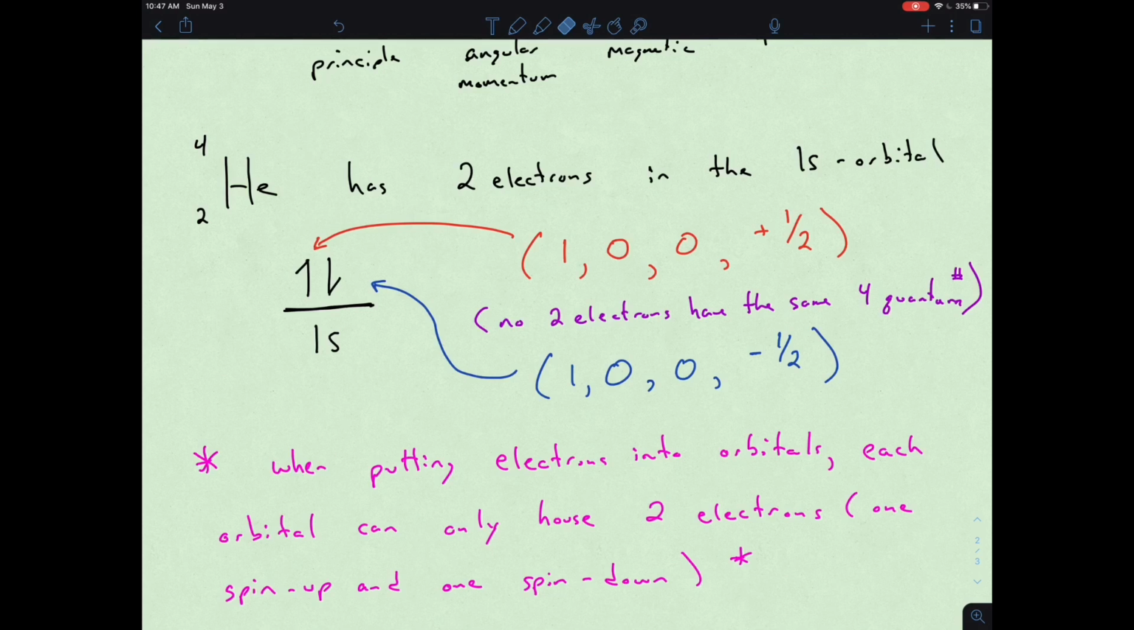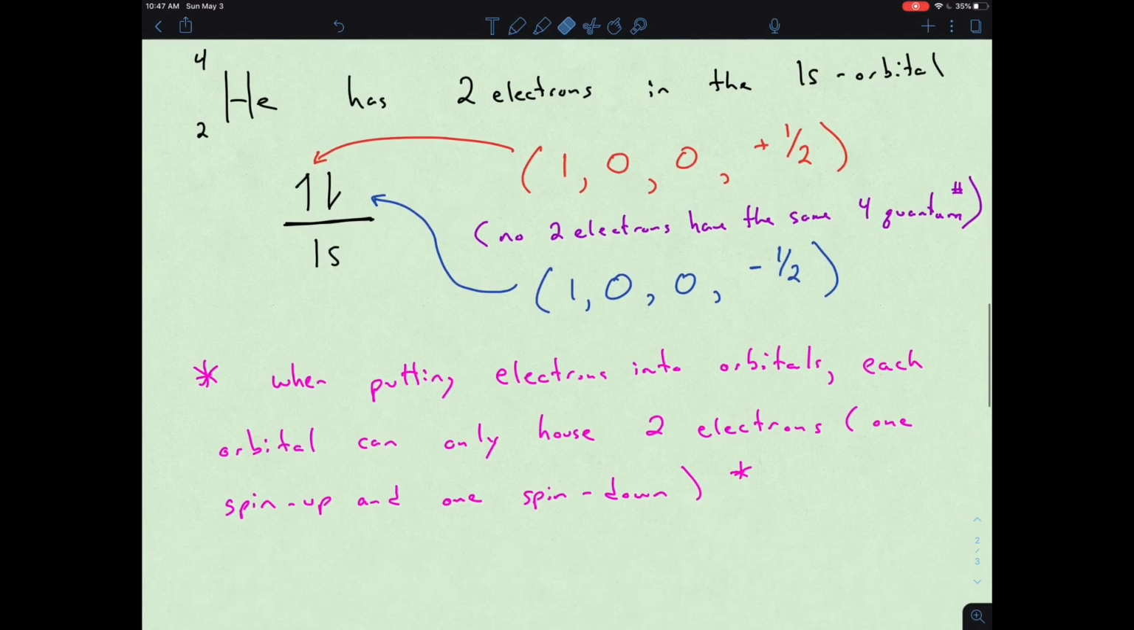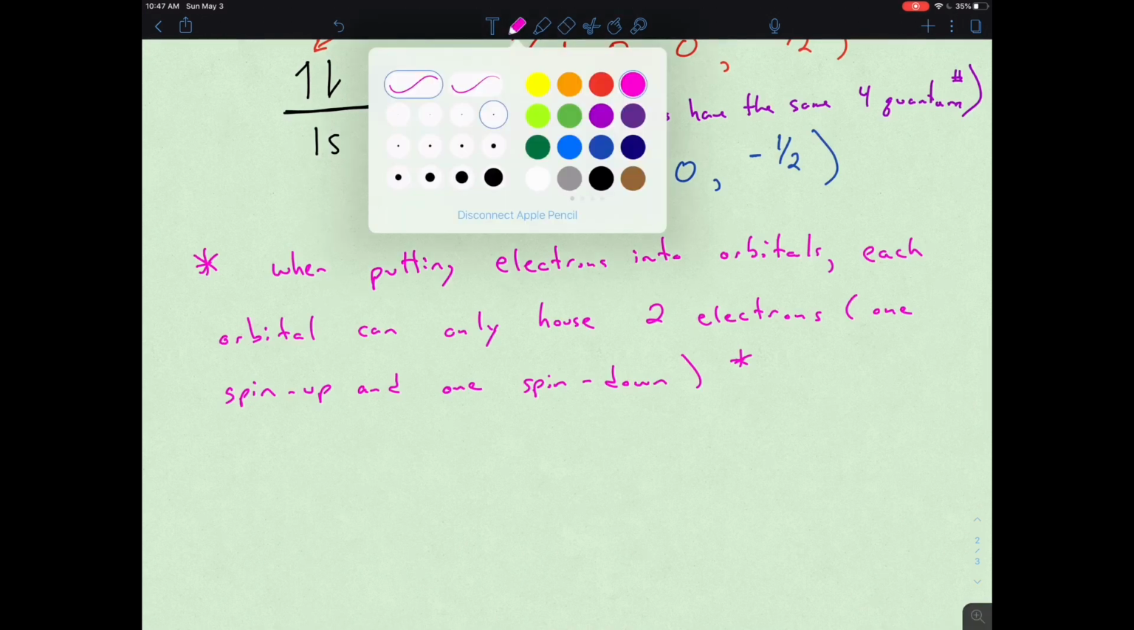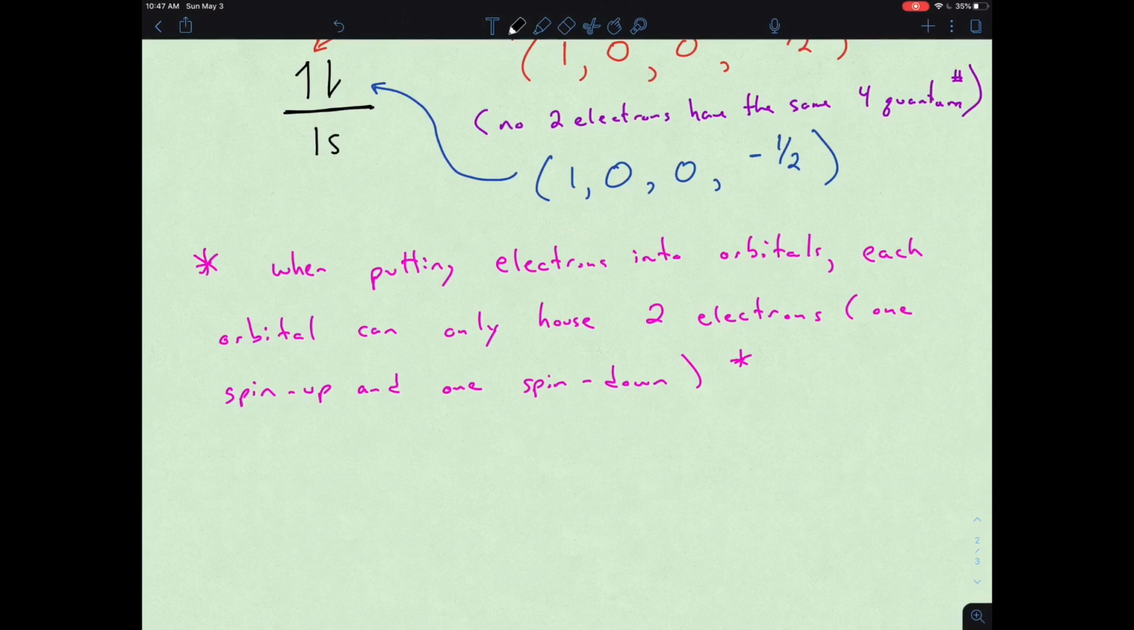So when we're putting electrons into these orbitals, we find that each orbital can hold 2 electrons. One of them would have a spin up, and the other would have a spin down. That takes us to the Aufbau principle.